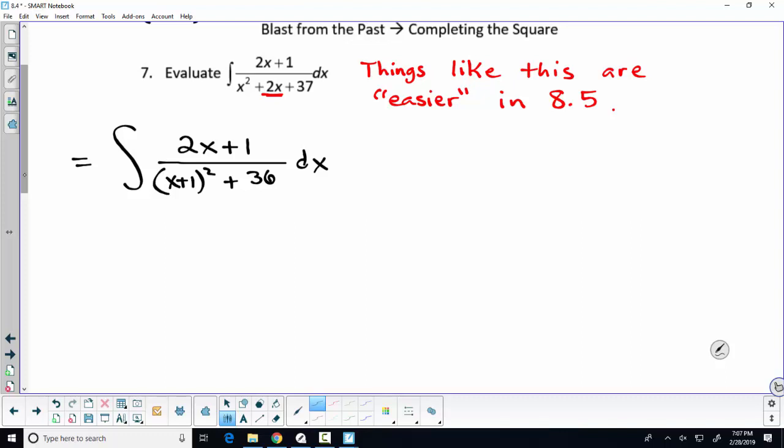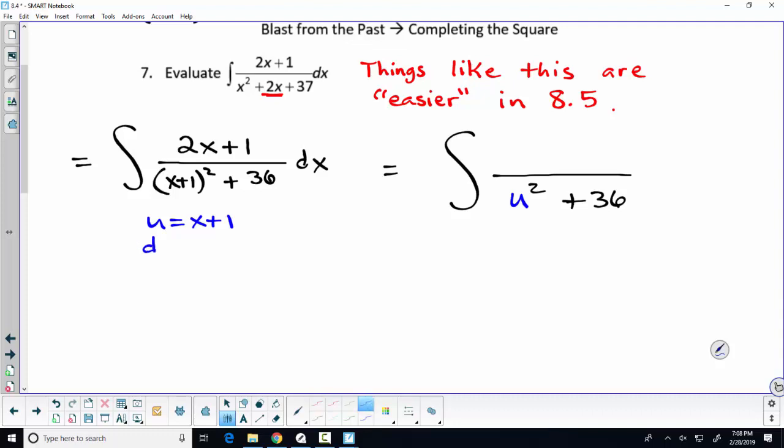I guess there's a couple of ways to look at this. The way we chose to look at it in our notes, a couple of examples, we said let u equal x plus 1. So we ended up with the integral of u squared plus 36 on the bottom. Du is dx.